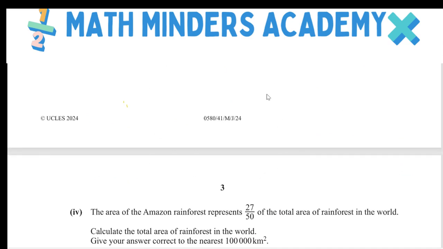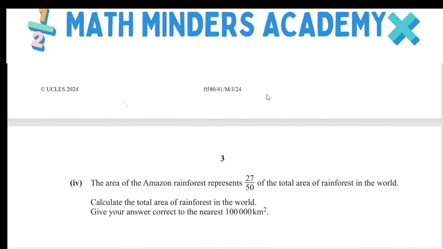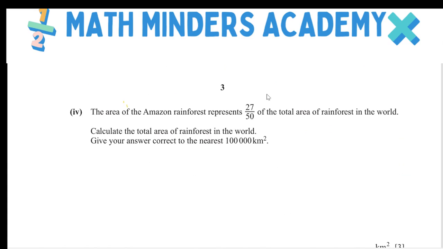We'll move on now to the next question. Here I said the area of the Amazon rainforest represents 27/50 of the total area of rainforest in the world. Calculate the total area of rainforest in the world. Give your answer correct to the nearest 100,000 square kilometers.